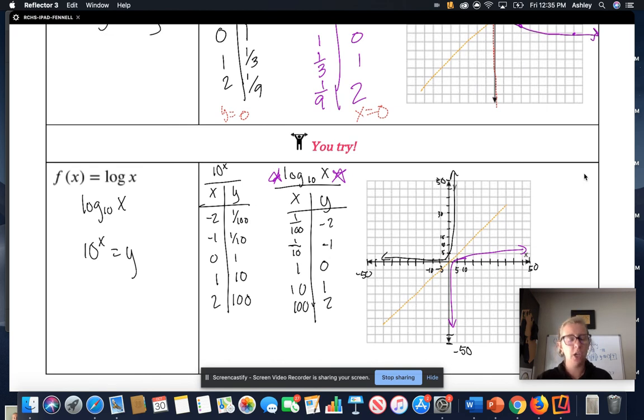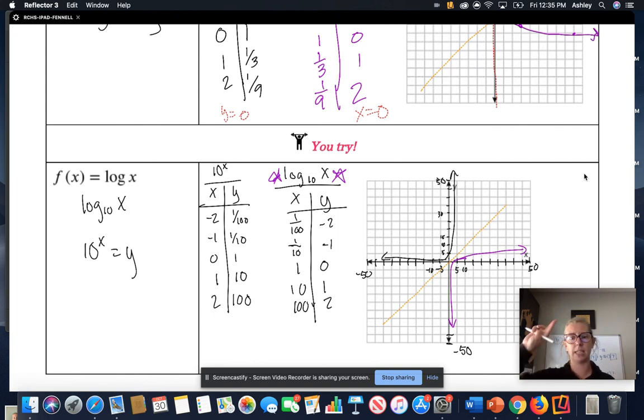Last but not least, we have another you try that hopefully you are trying. You already tried. So if you have log with no base, remember that means log base 10. When we convert this to the exponential, we get 10 to the power of x equals y. We're going to create our table for our 10 to the power of x, our exponential function, and we're going to graph that. This one gets big really, really fast. Notice I changed the scale on my graph because it gets big so fast.